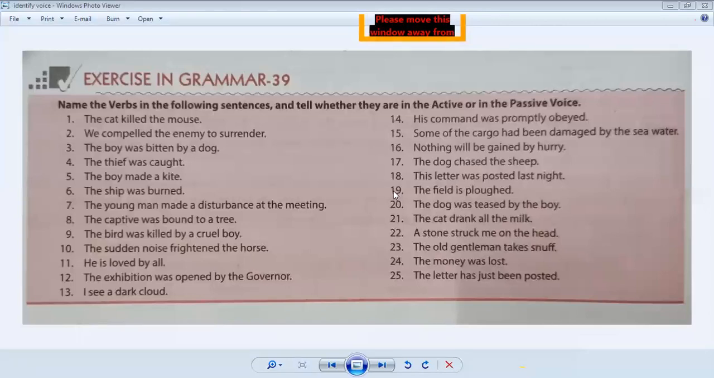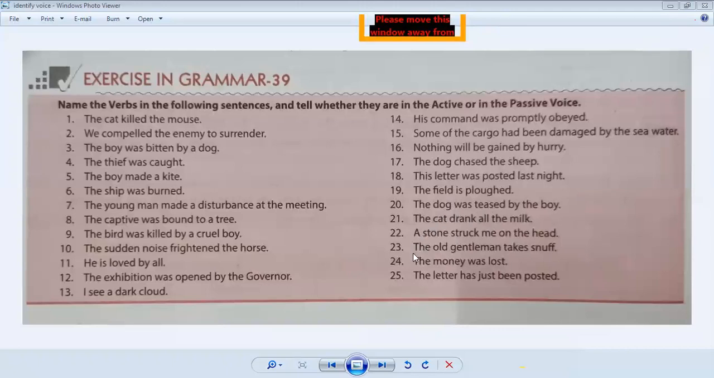The field is plowed. Field is plowed by the farmer. Okay, so 19 is passive. 20. The dog was teased by the boy. Passive, by the boy. So this is passive, simple. 21. The cat drank all the milk. Now what is the action? Action is of drinking. Who is drinking? The cat. Active voice.